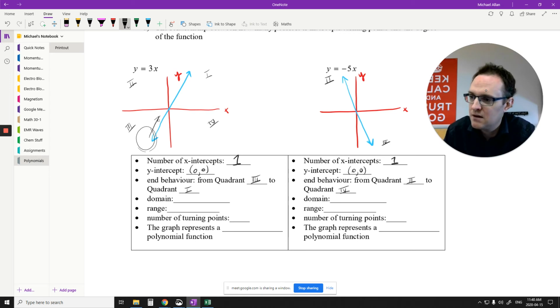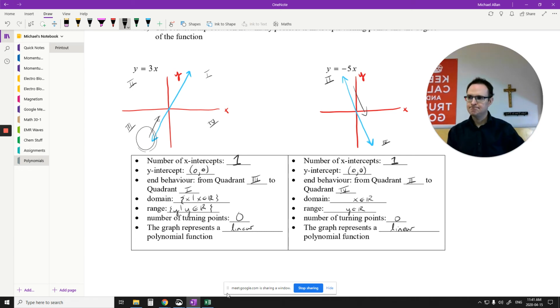All right. These are just regular polynomials. So x ∈ ℝ for my domain. My range, these are just regular linear graphs, so these are going to be y ∈ ℝ. You can be formal, or you don't have to be formal, so you just say all reals. It's fine by me. On the number of turning points, you notice that this graph is continuously going up or continuously going down. There's no point where it turns back on itself. So 0 turning points. The graph represents a linear polynomial function. Nice little straight line. Cool.